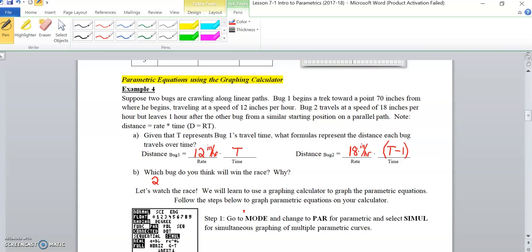So here's what happened. After 3 hours, they are neck and neck. Bug 1's going along, bug 2 waited a little bit, but then finally they're able to meet up. After 3 hours, they've each gone 36 inches. They need to go 70. But at 3 hours and 36 inches, they're neck and neck. So any time that passes after that, we can determine that bug 2 is going to be traveling faster than bug 1. So we don't know how long it'll take to get to the end. We just know that after 36 inches, any race after that, bug 2 is going to be in the lead. And that's how I determined that bug 2 won the race.